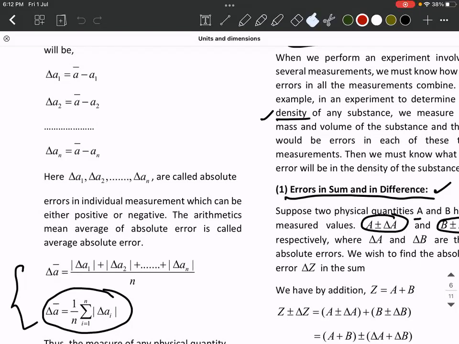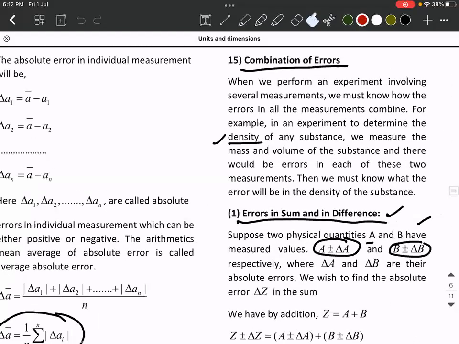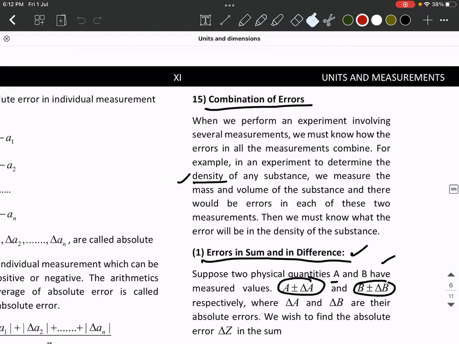So we were discussing these concepts. Yesterday we discussed how to calculate the errors. Remember? So what are the ways you can do it? First, you can find something called absolute error, then average absolute error, then you have fractional or relative error, and the last one is percentage error. Then I told you about the combination of errors, right?